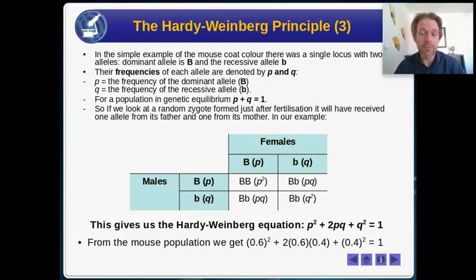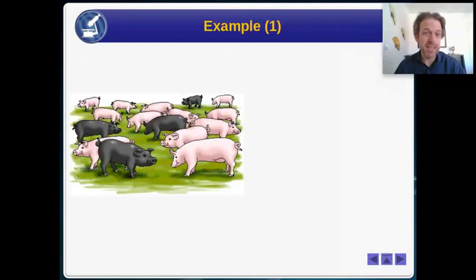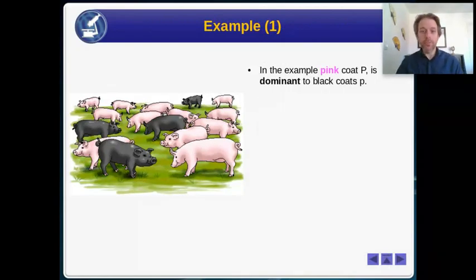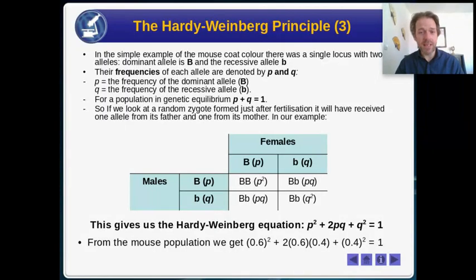You do have to remember that. Remember, I said dominant D is before recessive R in the alphabet, and P is before Q, so you might be able to remember it that way.